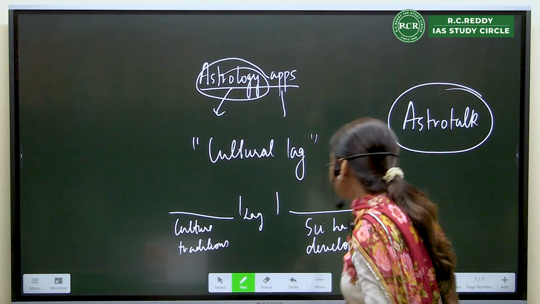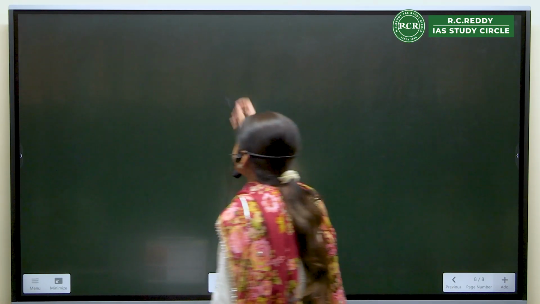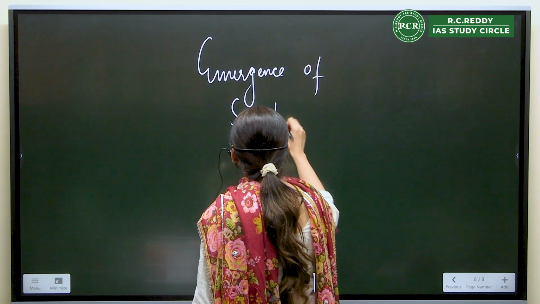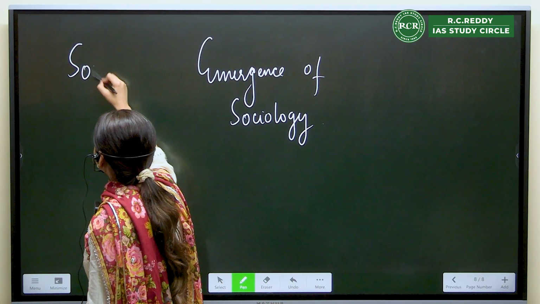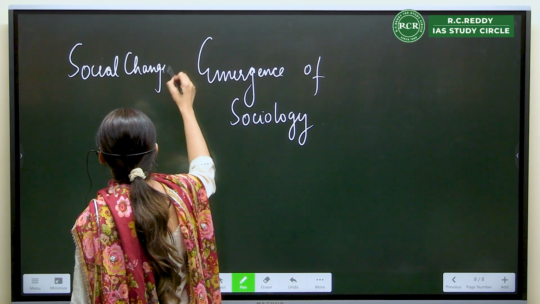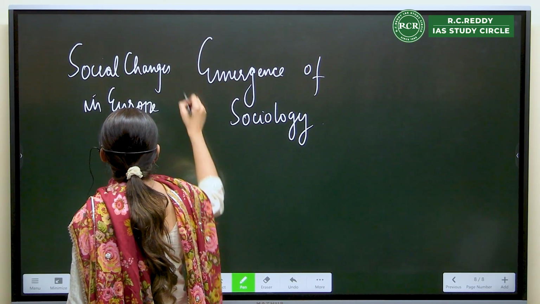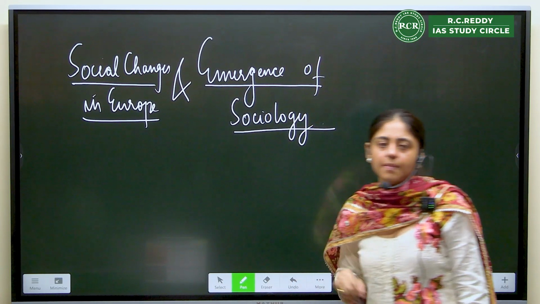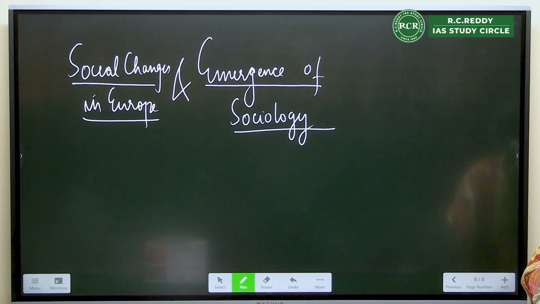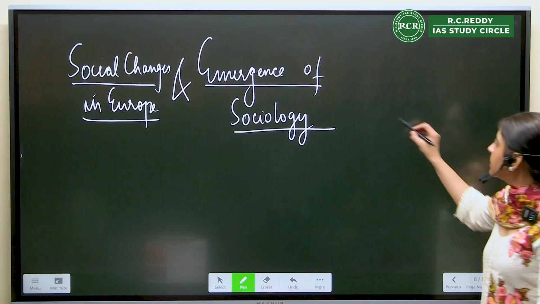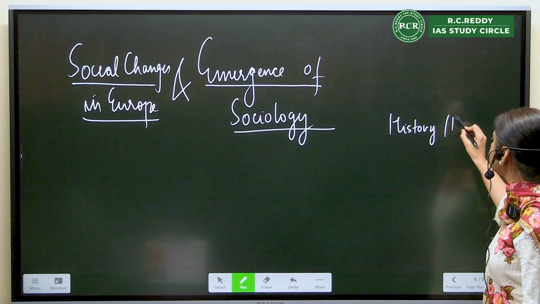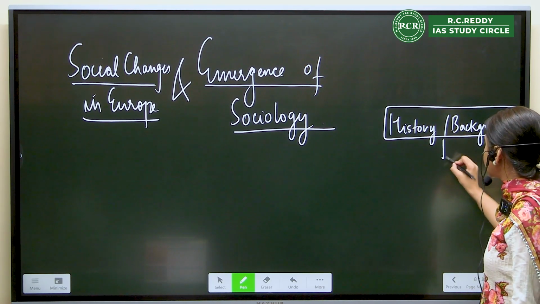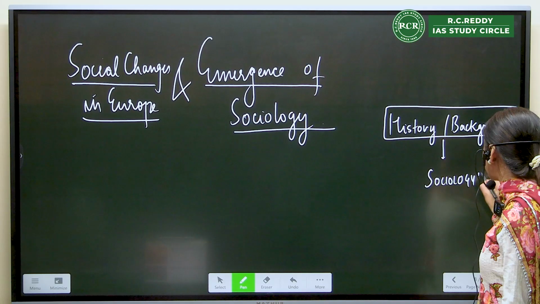Okay, so now today we will be starting with the first chapter of sociology, that is emergence of sociology. The subtopic in the syllabus is social changes in Europe and emergence of sociology. Now this part, when we will be doing, important thing here is that we are trying to understand the history or the background which gave birth to sociology.